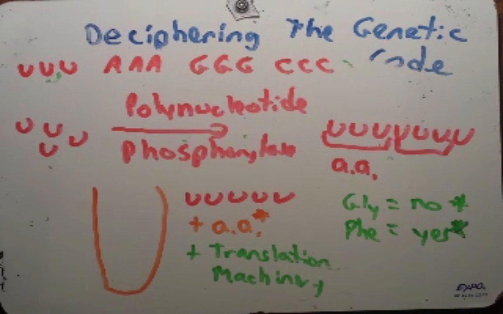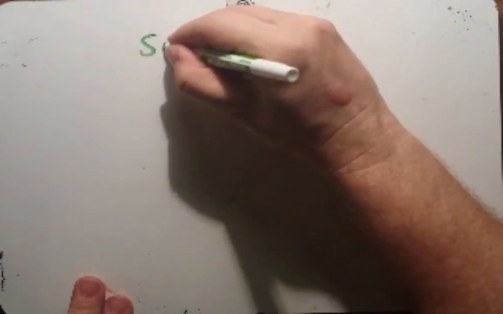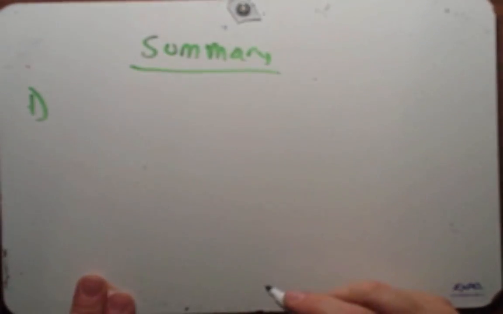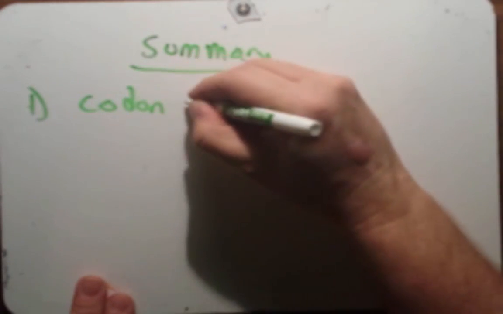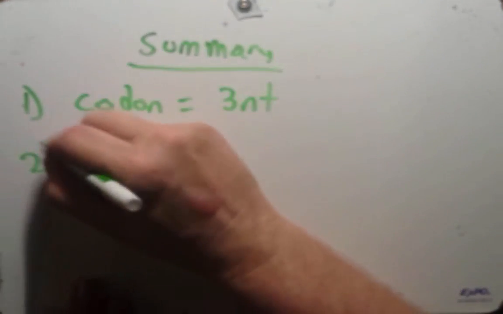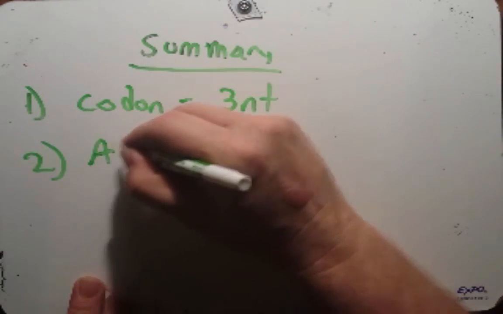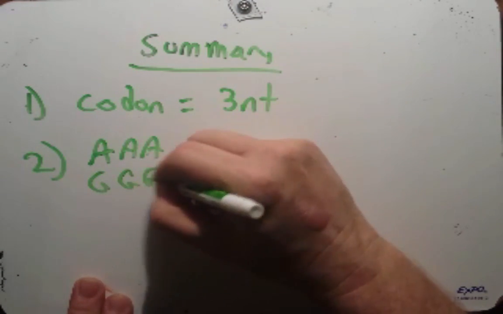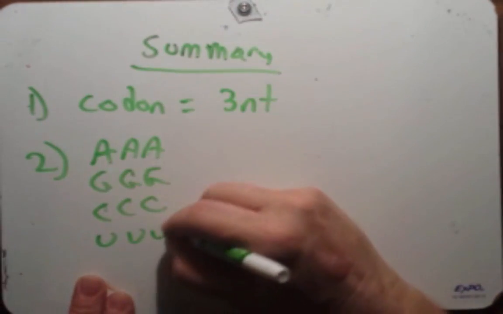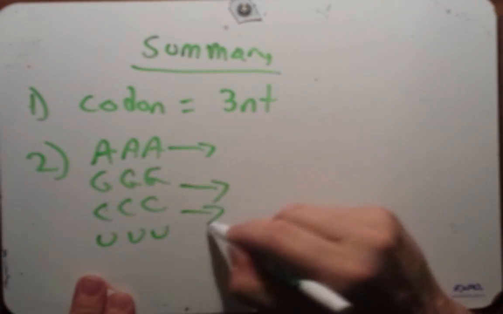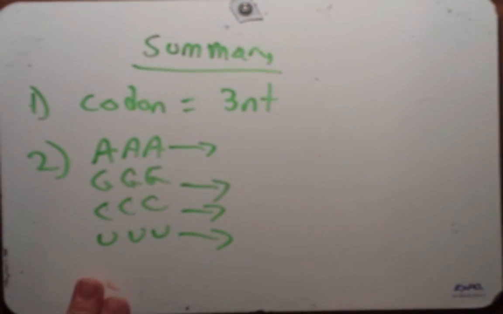Okay, that ends this podcast where we talked about how they deciphered the genetic code. In a quick summary, we showed that they reasoned that the codon had to be 3 nucleotides. The next thing they did, using that specific enzyme, polynucleotide phosphorylase, was determine that the codons AAA, GGG, CCC, and UUU each made a unique protein sequence of just that amino acid.